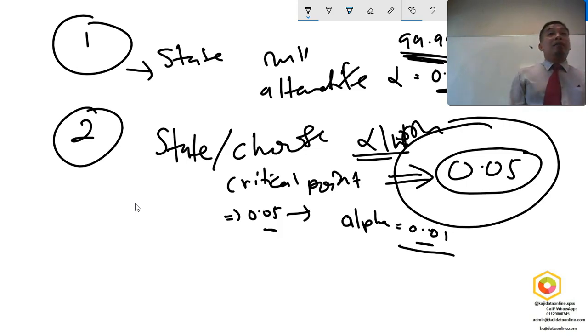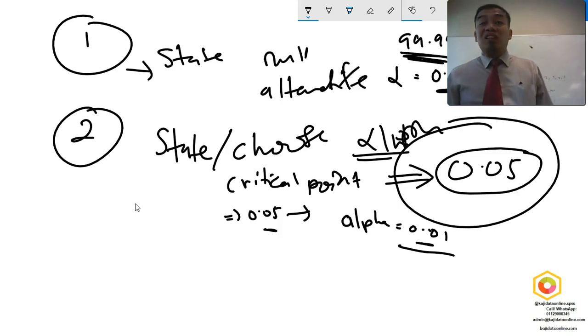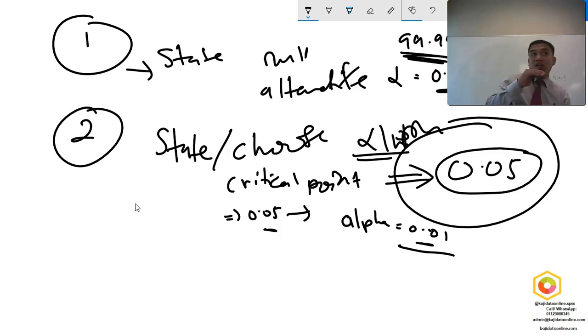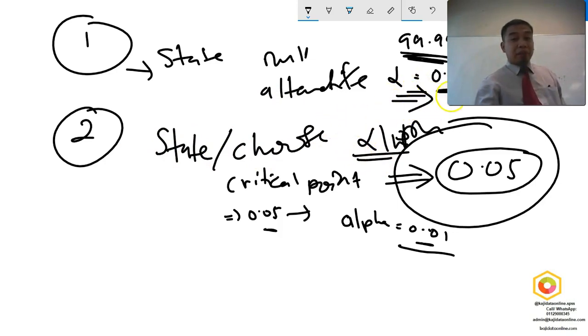So don't be cheated by those who are advertising, saying this thing is very good, 100% cure. No, there's nothing like that. Okay. So the alpha, can you understand now? The alpha that is set by that company, for example, they set 0.001.